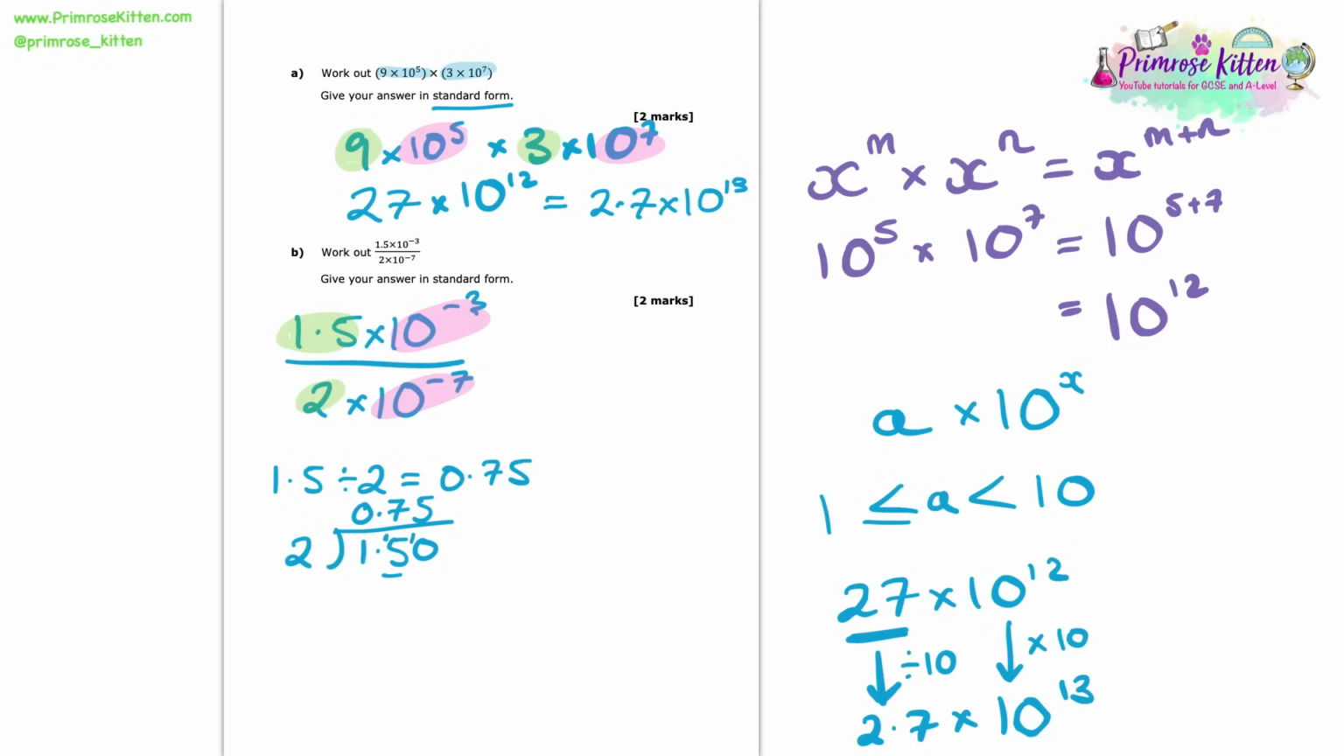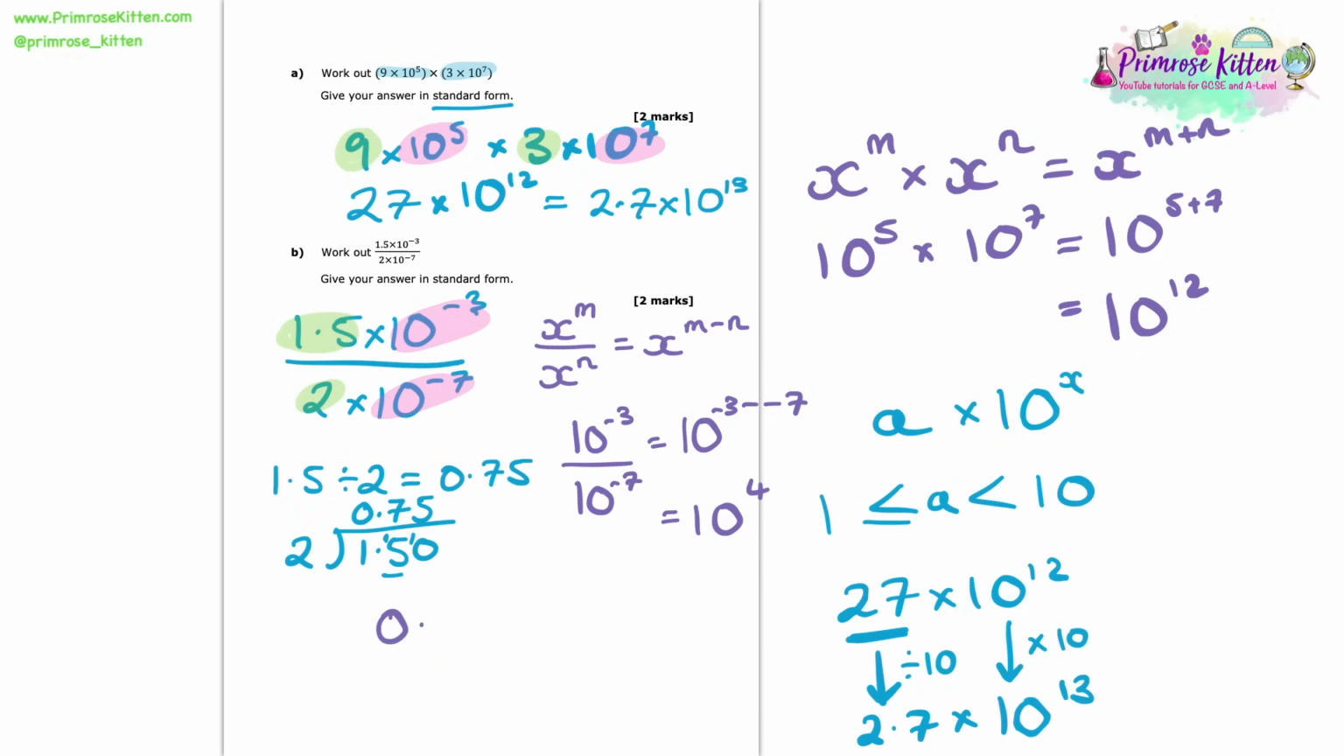Next up, we will do it with the indices. Here we've got a division, so we need to remember our rule that if we have x to the m divided by x to the n, we subtract those powers. So we've got x to the m minus n. In this case, we have 10 to the minus 3 over 10 to the minus 7, which will end up giving us 10 to the power of minus 3 minus minus 7, which gives us 10 to the power of 4. Because minus 3 minus minus 7 is the same as minus 3 plus 7. So we've got 10 to the power of 4. So putting all of these together, I get 0.75 times 10 to the power of 4.